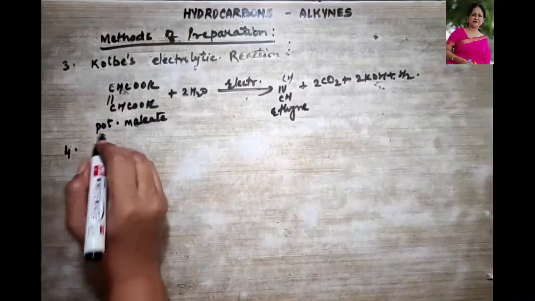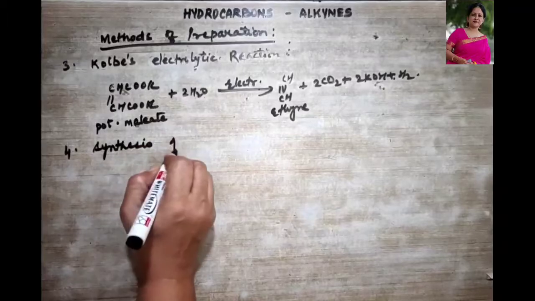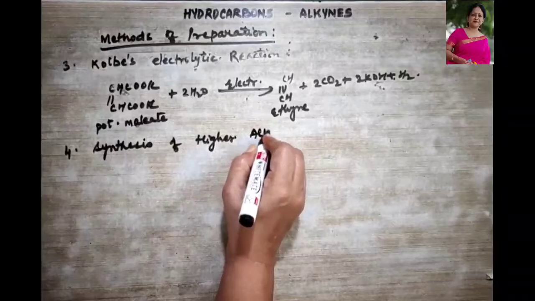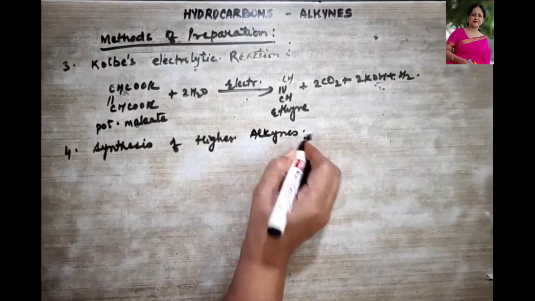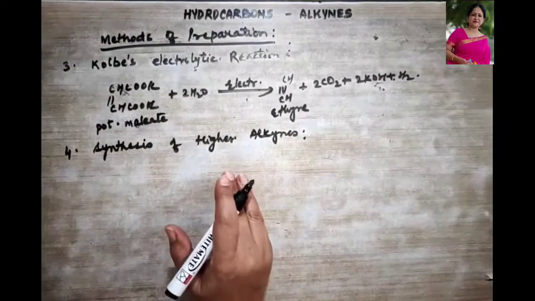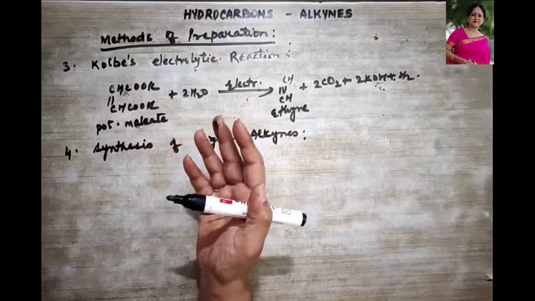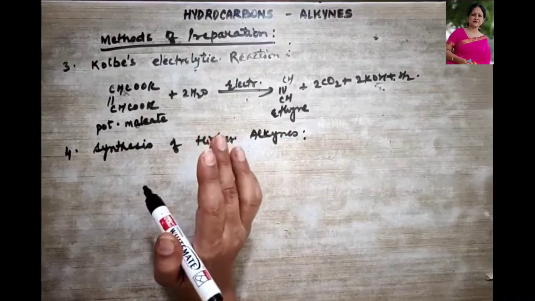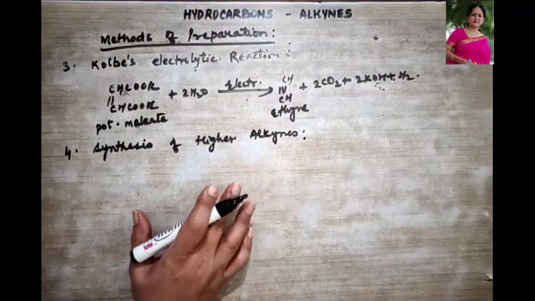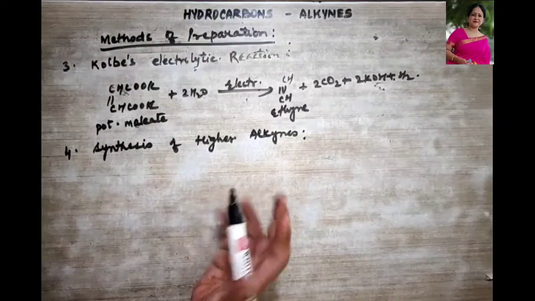Then the next one is synthesis of higher alkynes. In the synthesis of higher alkynes, the lower alkynes are first converted to sodium alkynide by treating them with metallic sodium in liquid ammonia, or you may also call it sodium amide. Then we can obtain the respective alkynes.